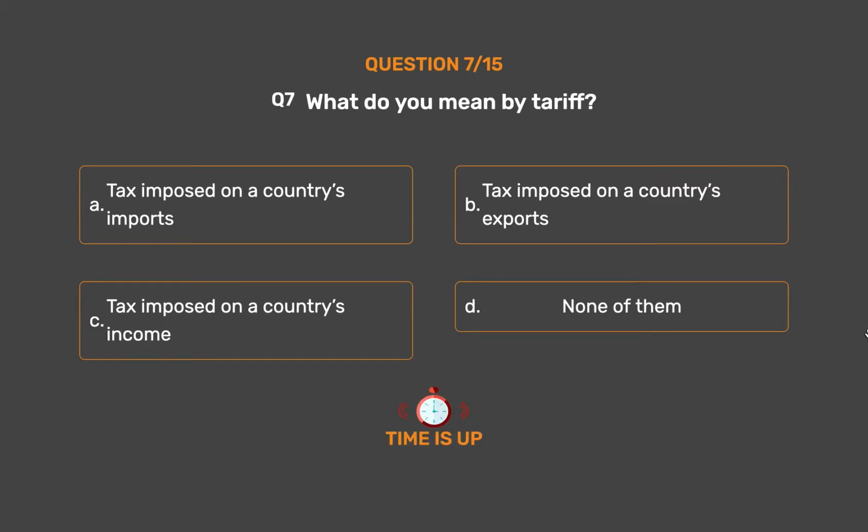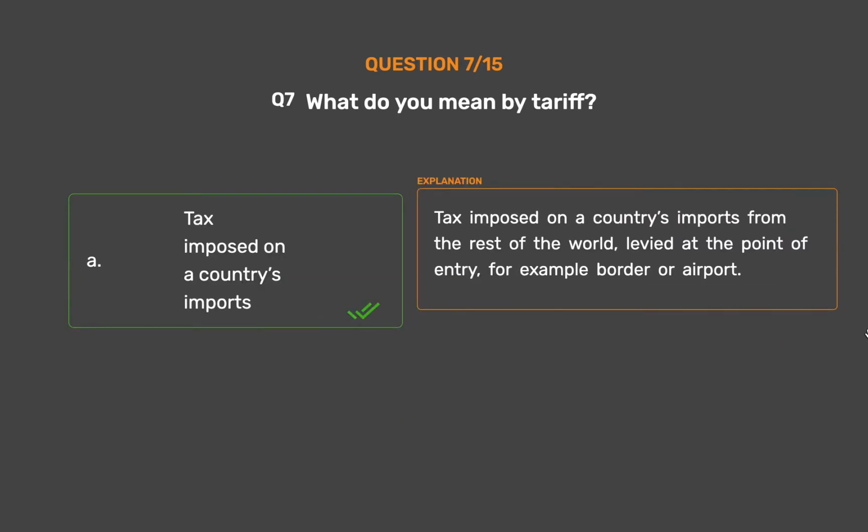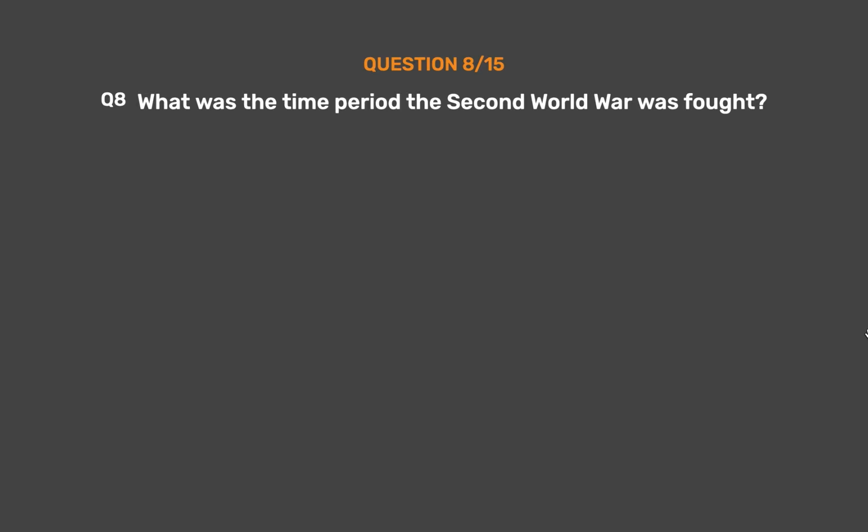The correct answer is Option A. Tax imposed on a country's imports from the rest of the world, levied at the point of entry, for example border or airport.